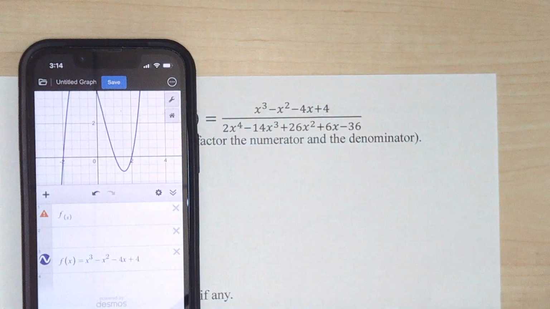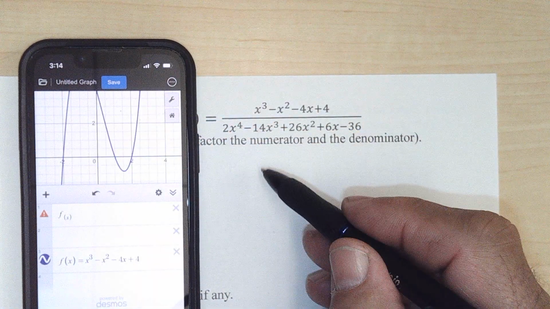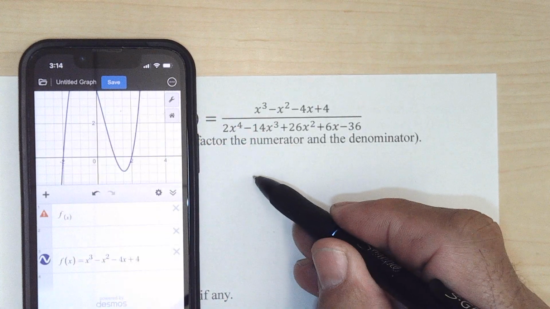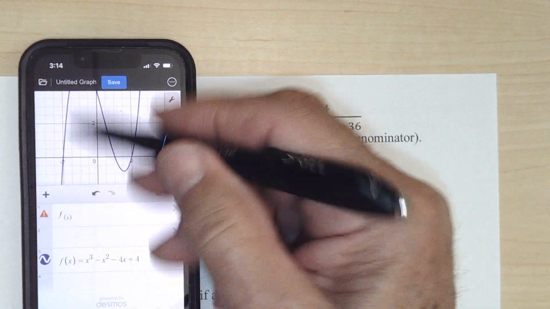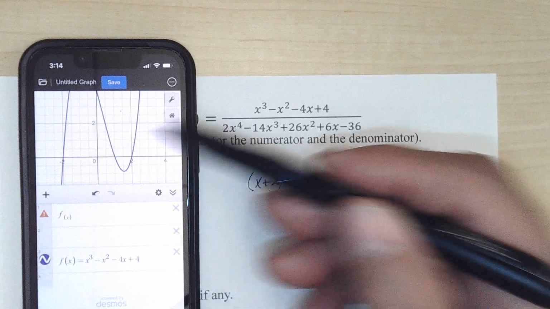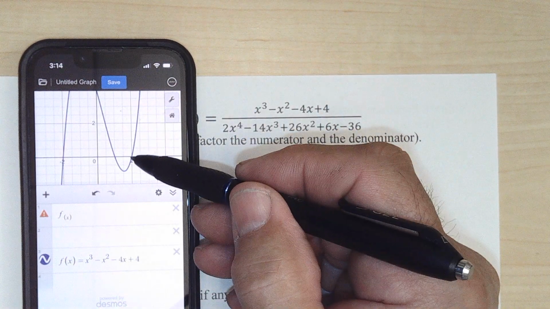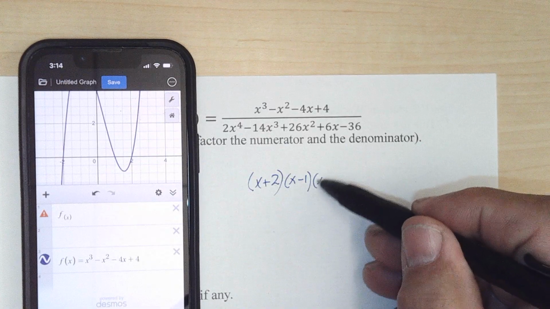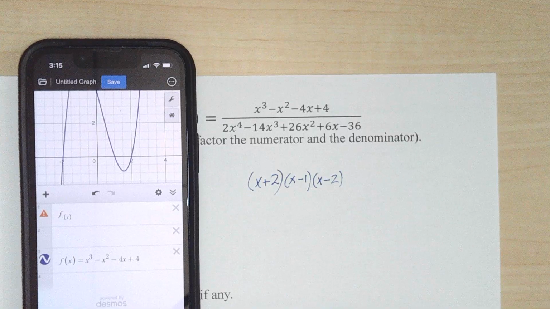Oh, there's some x-intercepts. Looks like it goes straight through at -2. So that numerator must have an x plus 2 in it. Straight through, so probably 1. Looks like it goes straight through at 1, so that means x minus 1 is a factor, and it goes straight through at 2, so x minus 2 is a factor. So I think that's what the numerator looks like.